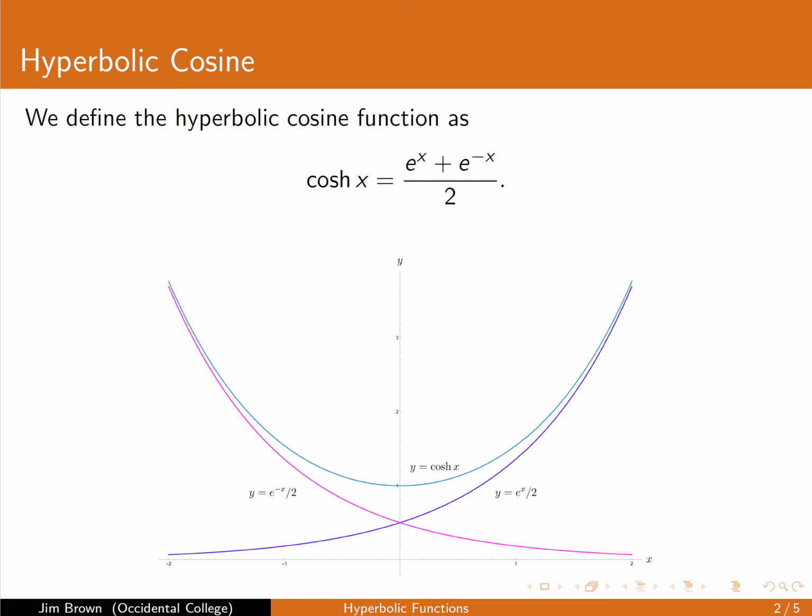And we'll see one of the reasons this is an interesting function in engineering and physics is if you take, say, a telephone line or a power cable, and you suspend it between two different poles, the shape it takes when it hangs down between the two poles is a hyperbolic cosine function.